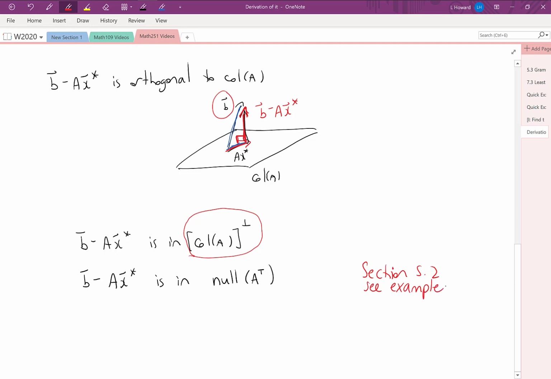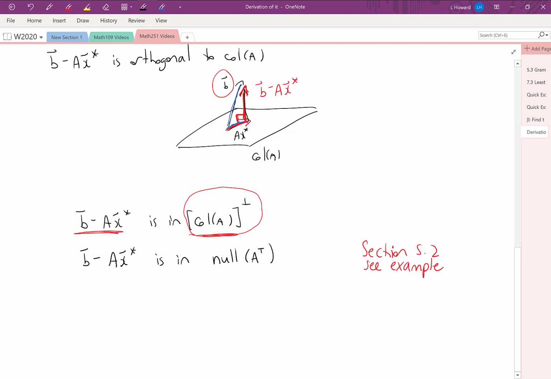But that's going to be really helpful for us because the null space of A transpose is the idea that's going to allow us to move into an equation. Because right now we're just talking about a vector and saying this vector lies in a certain subspace. That doesn't give us an equation, but if we consider the perp of the column space of A as the null space of A transpose, this is quickly going to give us an equation.